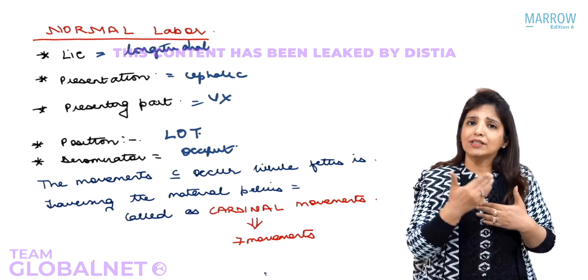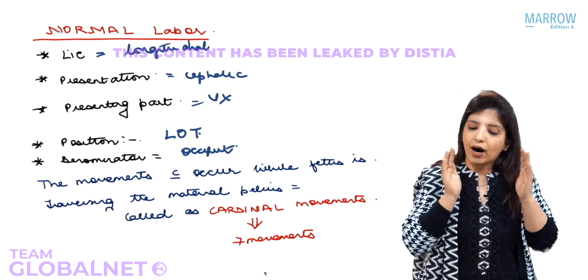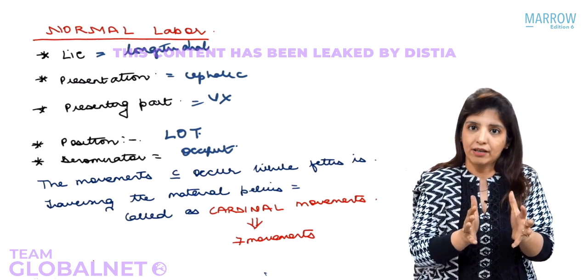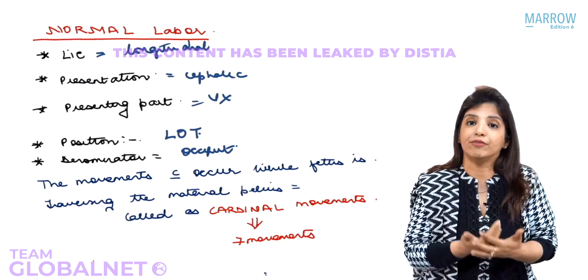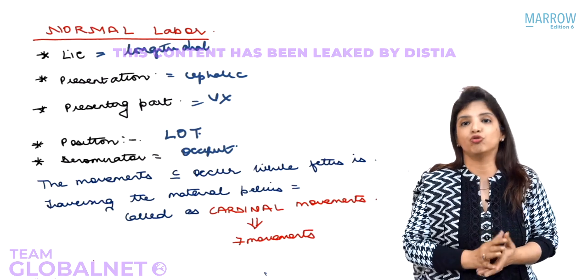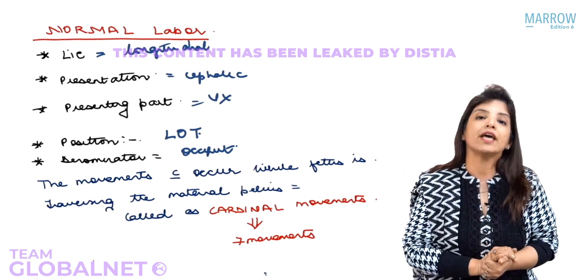Right? And all the steps or all the movements which are happening in a fetus while it is traversing the maternal pelvic canal, the maternal pelvis, in order to get delivered, all those movements are called the cardinal movements. And there are 7 cardinal movements, right?